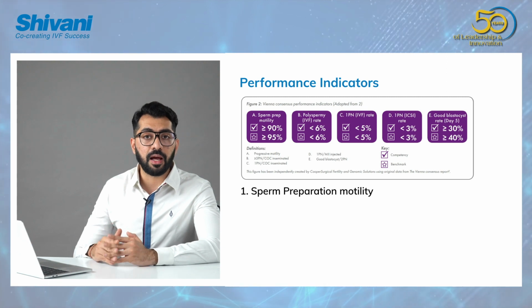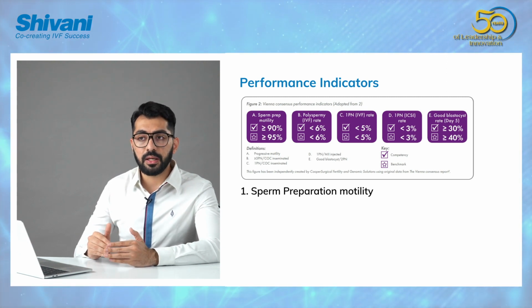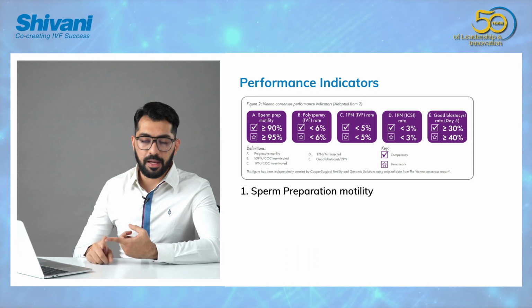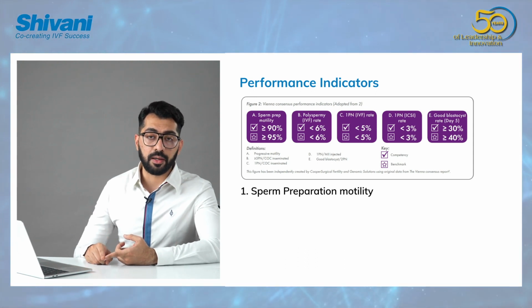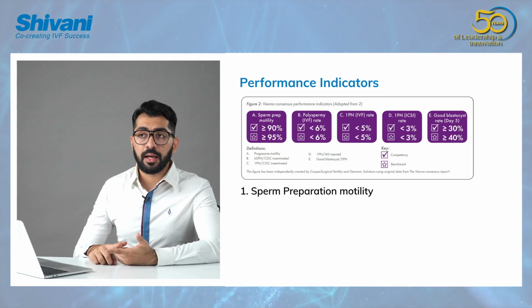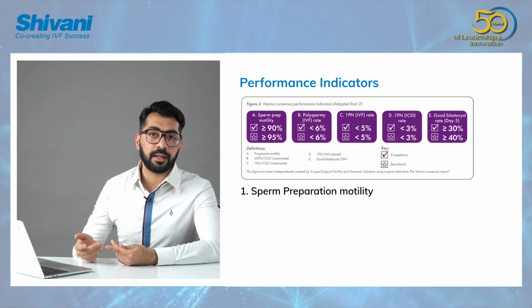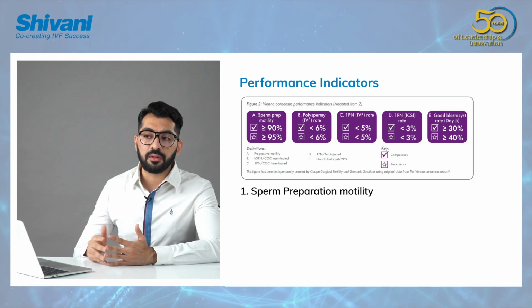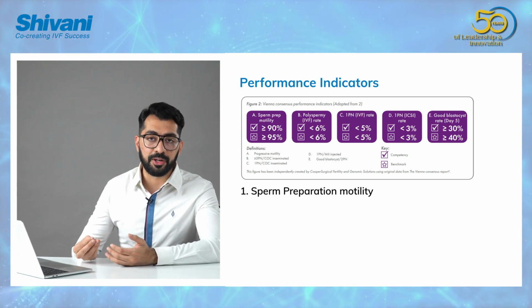So this is something that we have to assess, and if this goes down, what can get compromised? My IUI results can get compromised 100%. IVF results can also get compromised, and with ICSI I might get fewer motile sperm than I would get when I've done a sperm preparation properly.